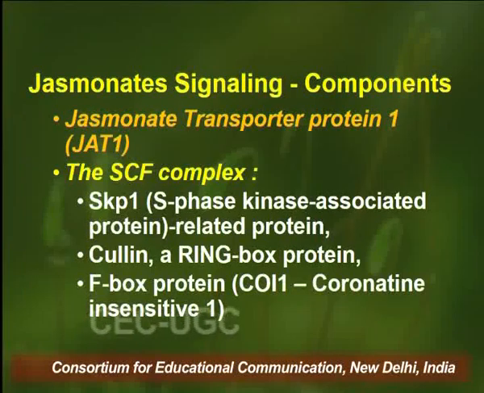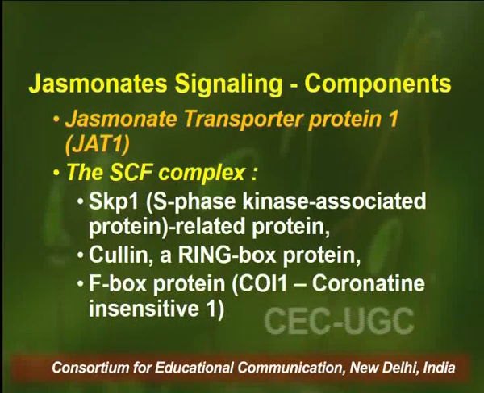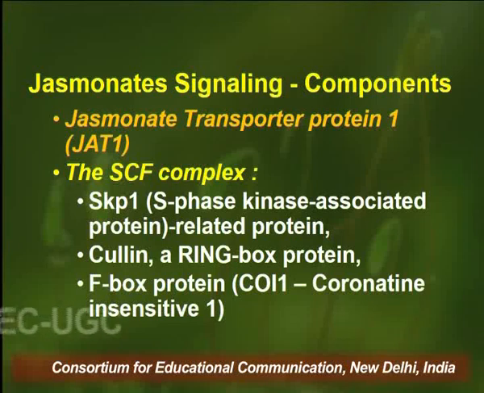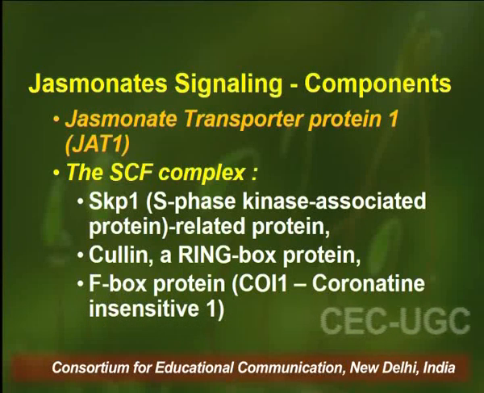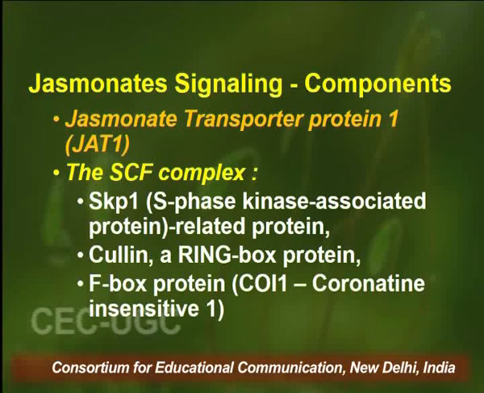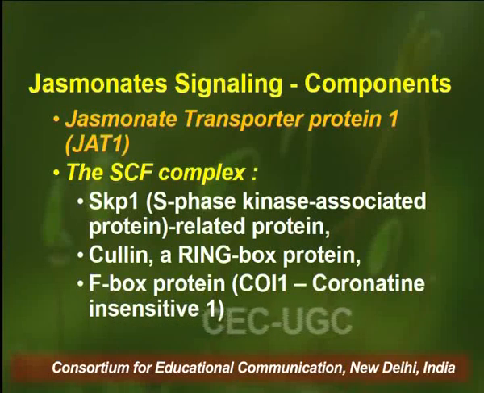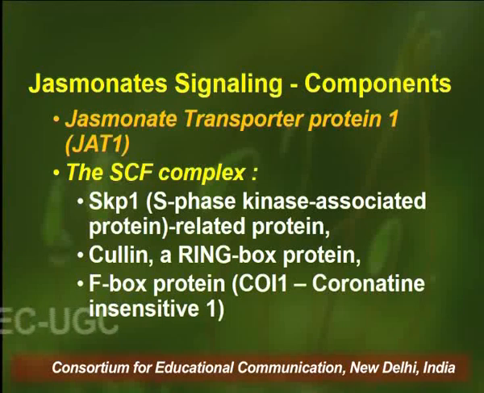Now we move on to the signaling pathway of jasmonic acid, that is, how it produces its effect in the plant system. Before we discuss the mechanism, first I will discuss the important components of that signaling pathway. For any molecule to act on a system, it requires certain receptors which bind that effective molecule, thereby producing downstream effects in the plant system. The same is the case with jasmonic acid. We have jasmonate transporter protein 1 or JAT1, which are nothing but the receptors for jasmonic acid derivatives.